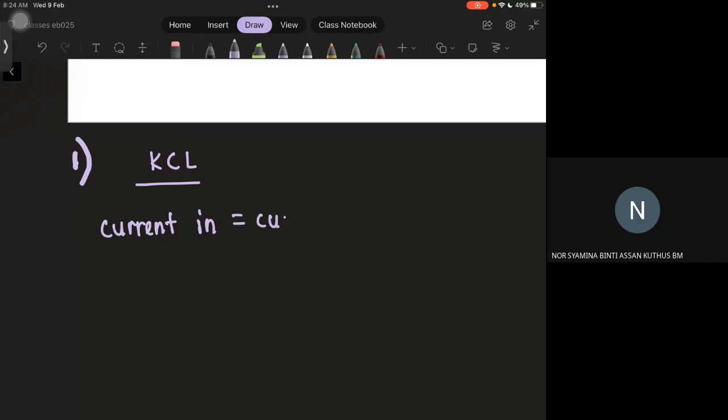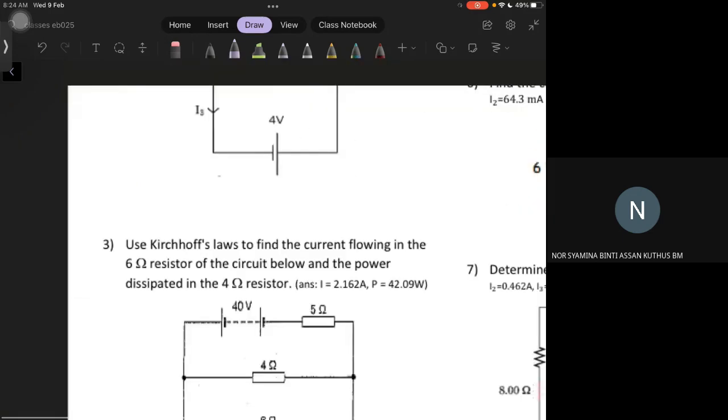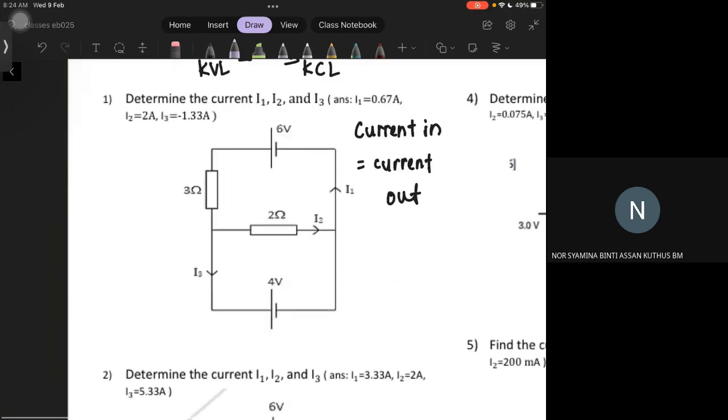Current in is equals to current out. So apa current that goes into the node? Current that goes into the node. Kita boleh consider which node dekat sini. By looking at the current flow, kita boleh consider by looking current. Okay, by looking at the current flow dekat sini, nampak current 1 pusing macam ni. Current 2 pun pusing macam ni. Current 3 pusing macam ni. So we can consider our node to be here.